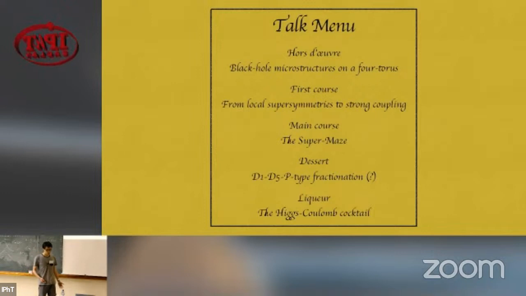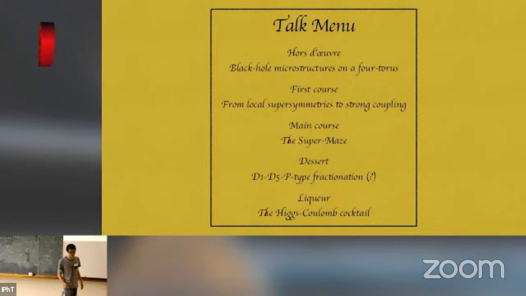A liqueur. Sorry? Le vin. It's of course part of the thing. This is the questions. Wine is included, of course.